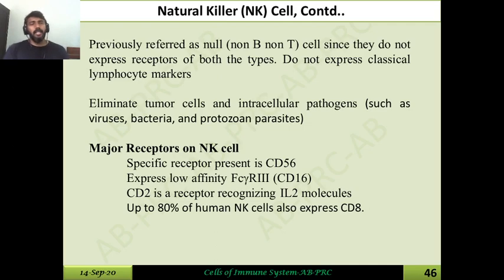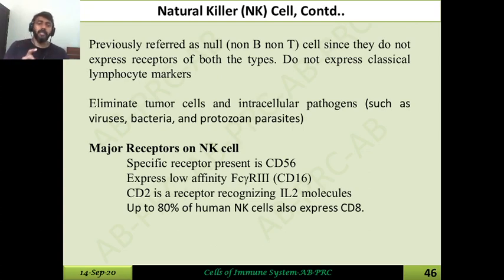These cells were sometimes also referred to as null cells, because these are non-B, non-T cells. That's what null indicates. These are not similar to B cells or not similar to T cells. That's why they are referred to sometimes as null cells. That means previously they were considered as null cells. Basically, why are they called null? Because there is no specific receptor within this particular group of cells.